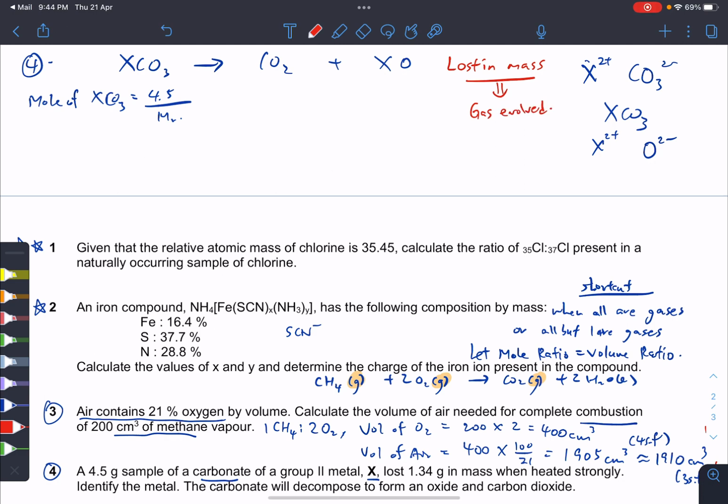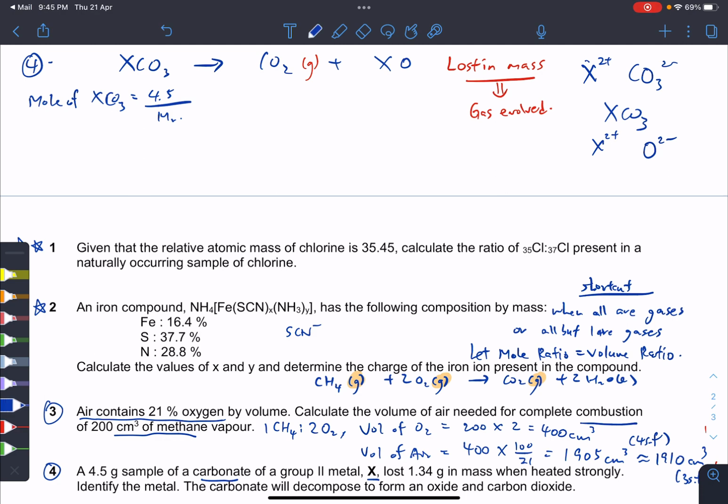Because if you give out a gas, the gas doesn't stay there in the test tube or in the conical flask. Gas will escape, right? So when the gas escapes, it is lost permanently. So the loss in mass is actually referring to the gas, and the gas in this case is carbon dioxide.